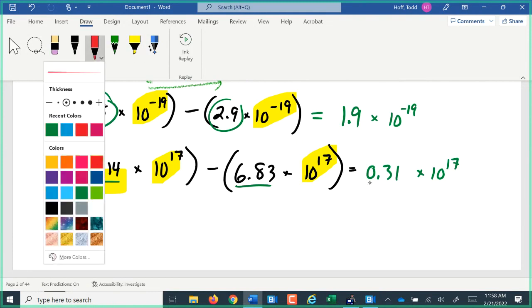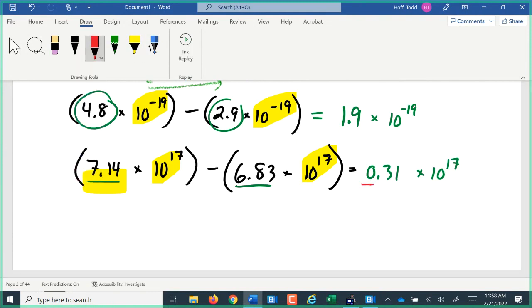Well, here again, we have the opposite issue of what we had with our addition. Here, we don't have any non-zero digits in front of the decimal point. There's a zero there, but remember we said it had to be a non-zero digit. The decimal point has to move this way now, 3.1. Now it made the number larger. It went from 0.31 up to 3.1. So now the power of 10 gets smaller by 1 to account for that. So 17 minus 1 is 16, so that's 10 to the 16th.